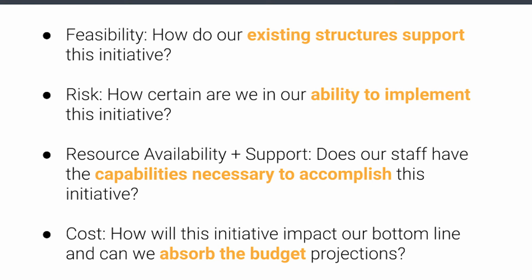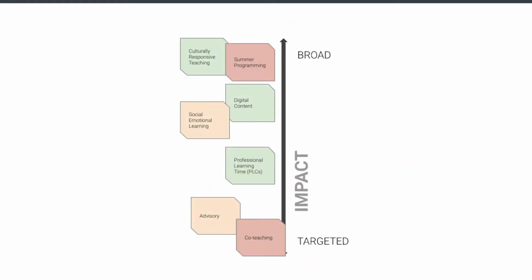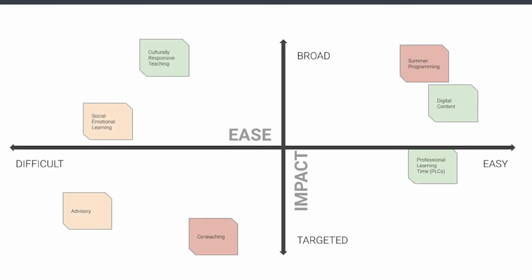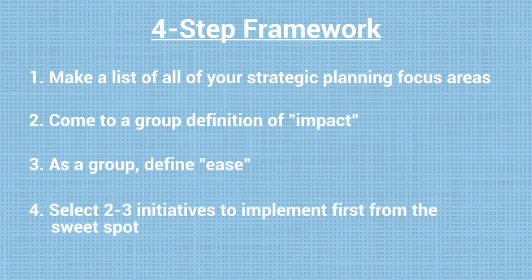Once you've aligned on your team's definition of ease, take those same sticky notes that you moved vertically and transition them on a horizontal axis from easy to implement to much more difficult. Finally, select your initiatives to implement.